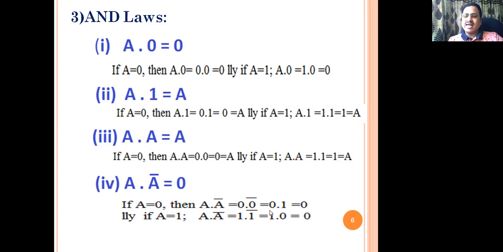If two inputs are there as a 0 and 1, for AND gate, output comes 0. Similarly, if A equals to 1, A and A bar equals to 1 and 1 bar, which will be equal to 1 and 0. If two inputs are in sequence 1 and 0, for AND gate, output equals to 0. Thus, ANDing of any number with its complement always equals to 0 is the fourth law regarding logical AND operation.